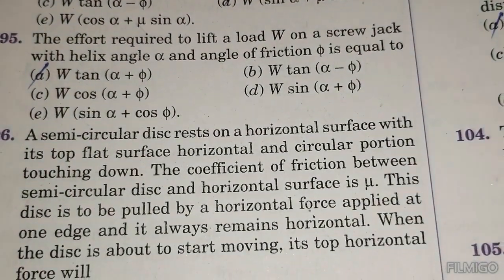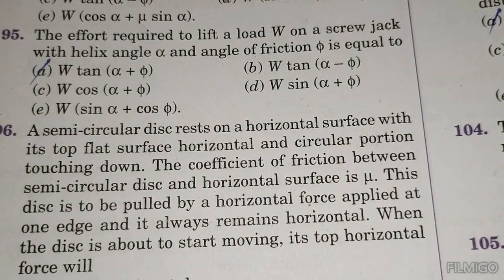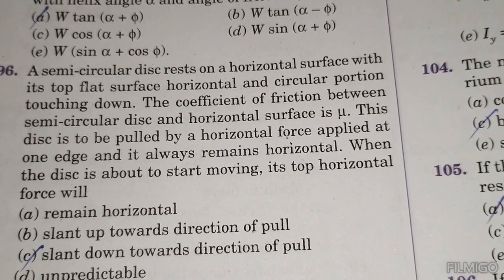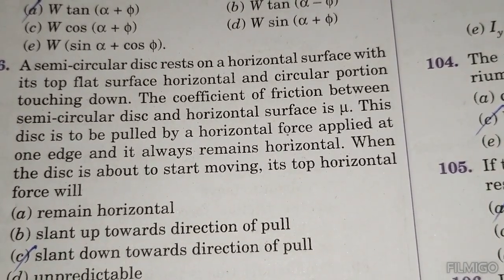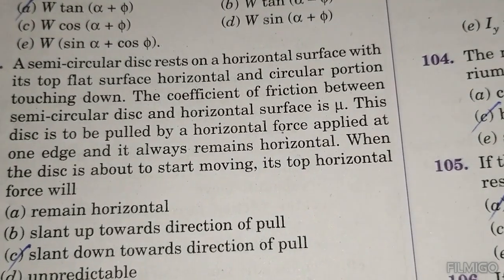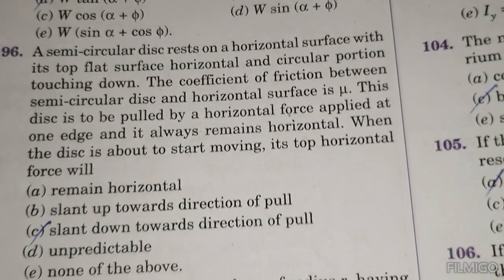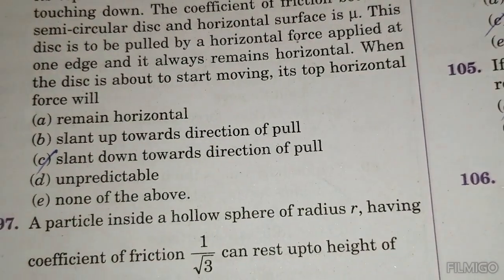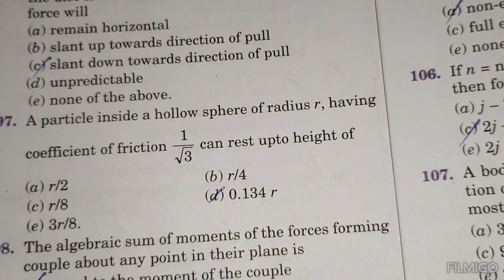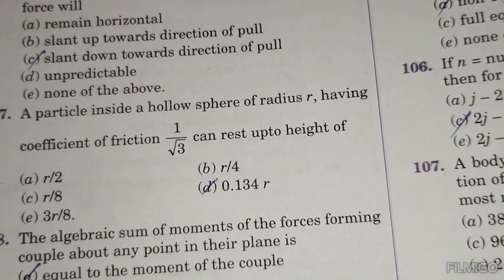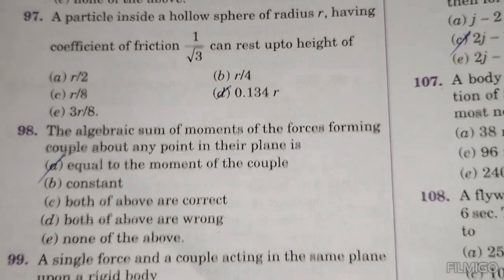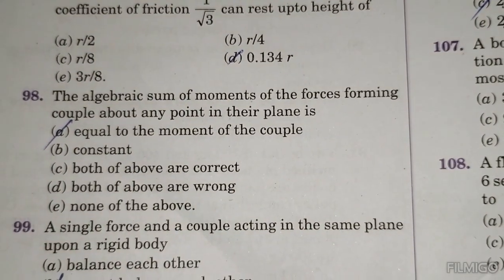A semicircular disc rests on a horizontal surface with its top flat surface horizontal and circular portion touching down. The coefficient of friction between the semicircular disc and the horizontal surface is mu, and it is pulled by a horizontal force at the edge of the disc so that the flat face remains horizontal. When the disc is about to start moving, its flat face slants down towards the direction of pull. A particle inside a hollow sphere of radius r, having coefficient of friction 1 by root 3, can rest up to a height of 0.134 r. The algebraic sum of the moments of forces forming a couple about any point in their plane is equal to the moment of the couple.